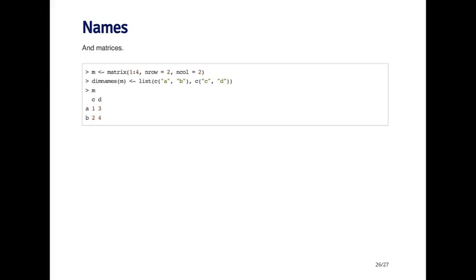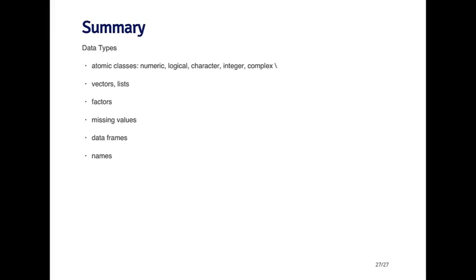So here I want to name the rows a and b, and I want to name the columns c and d. So that's what I pass to the dimnames function. And now when I print out my matrix, I can see that the row names and the column names are labeled as I wanted. So that's kind of the whirlwind tour of the different basic data types in R.